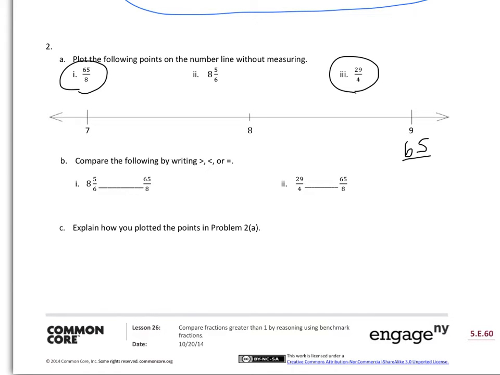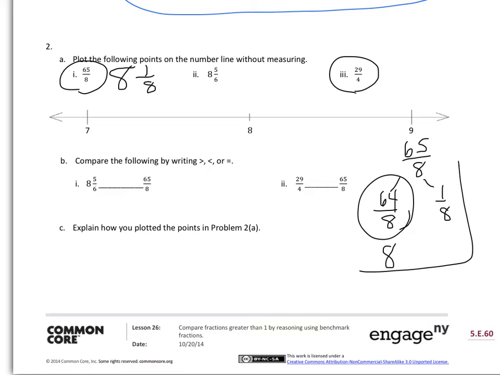So 65/8. We want to think of how many times we can do 8. So 8 times 1 is 8, 8 times 2 is 16, 24, 32, 40, 48, 56, 64. So 64/8 is the same as 8 wholes, and we'd see we'd have 1/8 left over. So we can think about this number as 8 and 1/8, and students would want to show this with number bonds to show their thinking. So the same process needs to happen for 29/4.